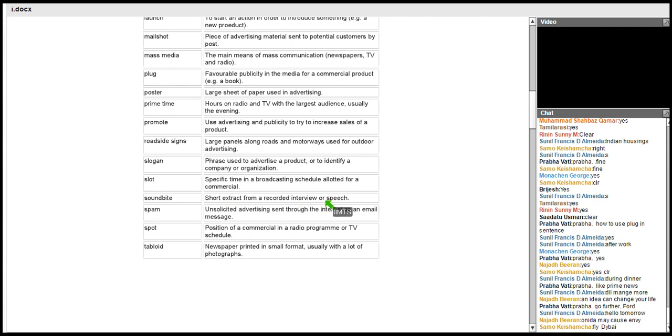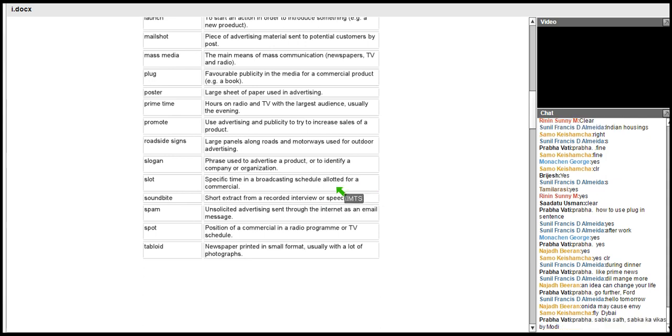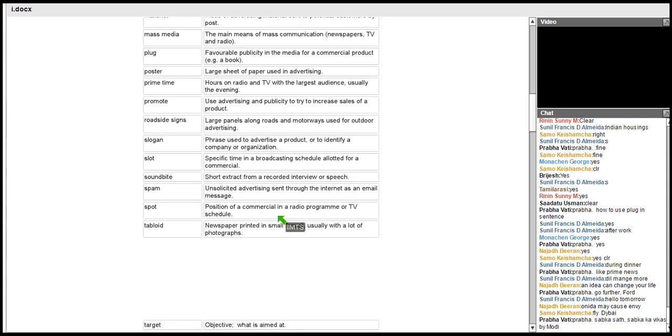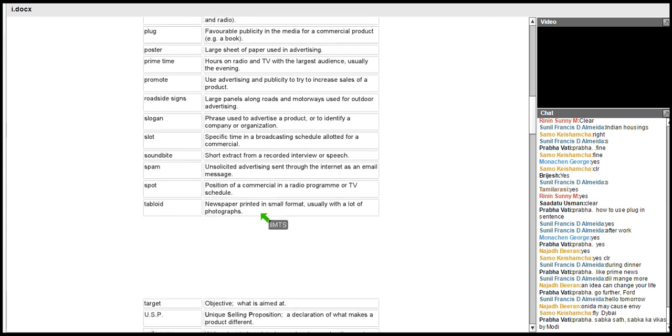Do you know what is sound bite? Short extract from a recorded interview or speech. Right? Sound bite. Clear? Now, yeah, correct. Okay. Then spot: position of a commercial in a radio program or TV schedule. That is a spot.